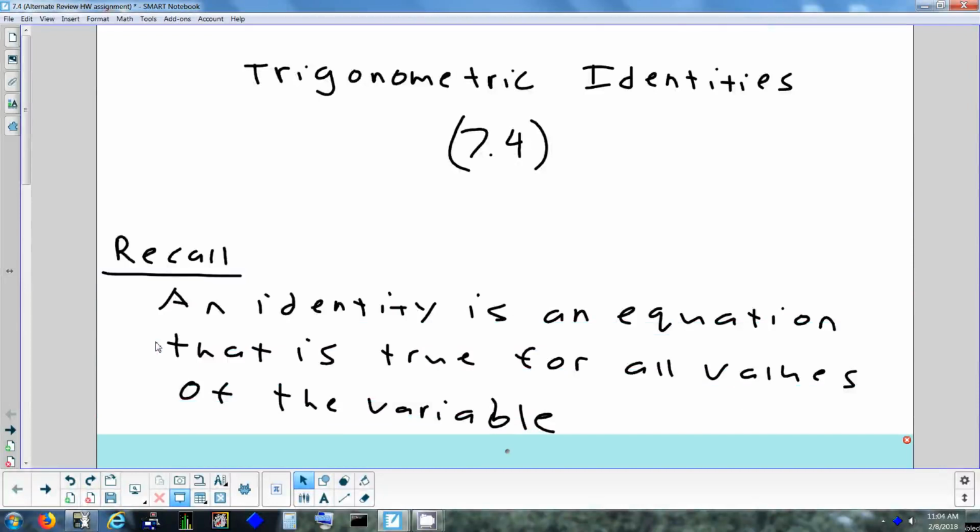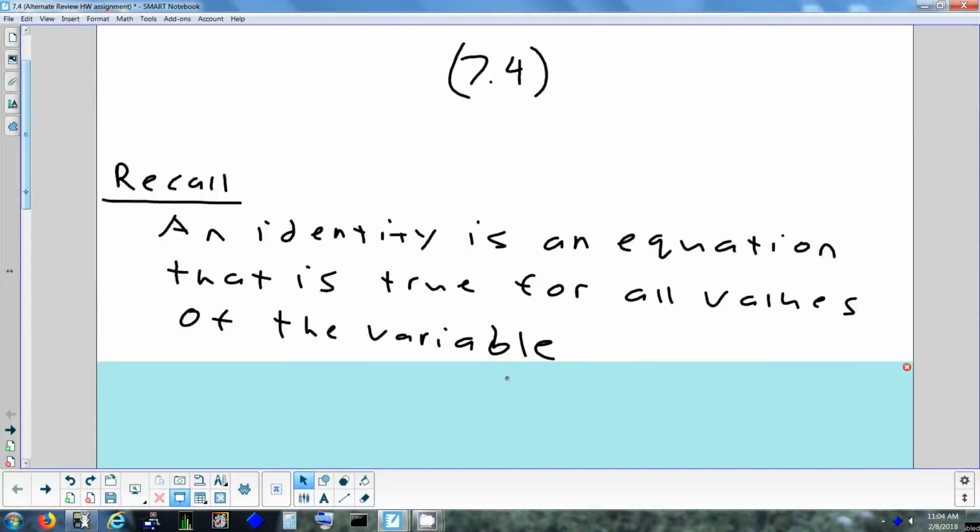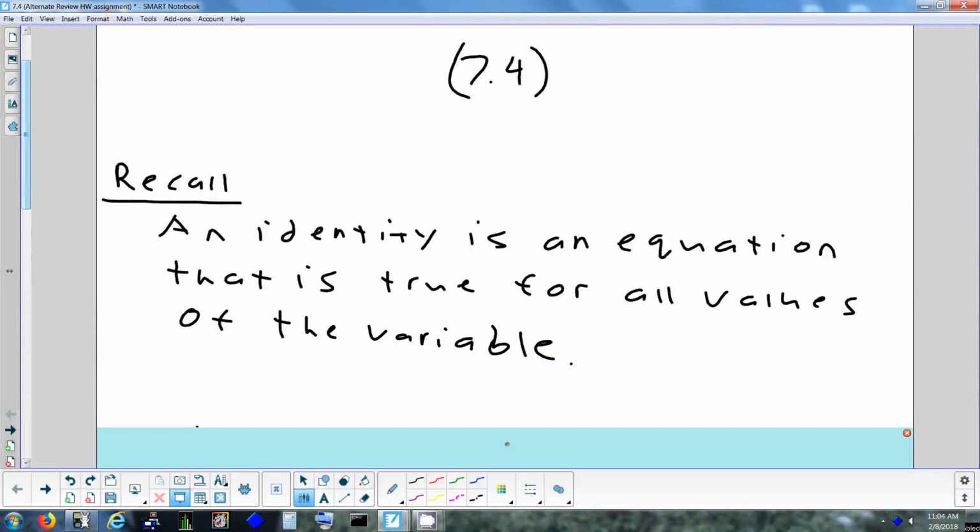Just as a reminder of what an identity is, it's an equation that's always true. Now, back in algebra, you studied identities. And an identity would come up if I put a problem like this and said solve. Let's say, 2 in parentheses x plus 3 equals 2x plus 5 plus 1.